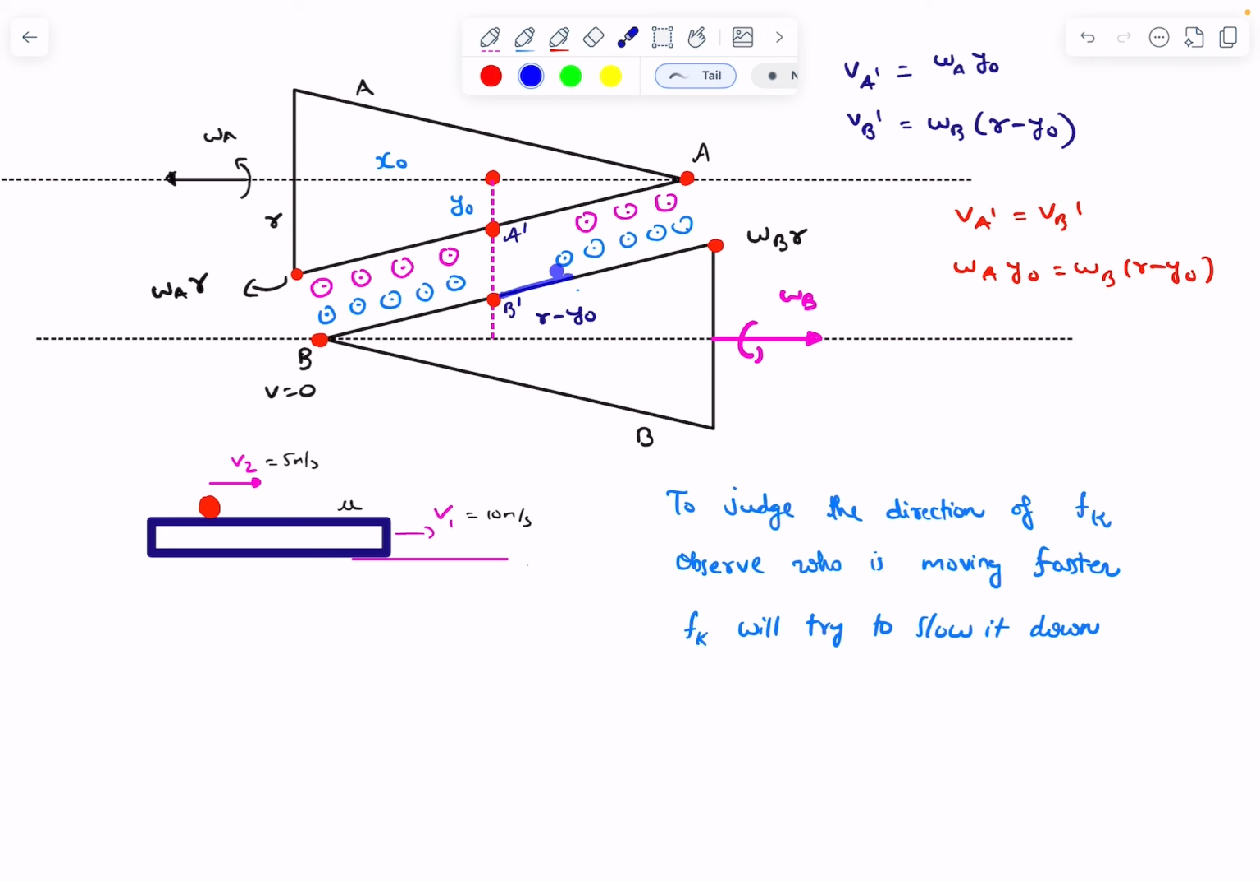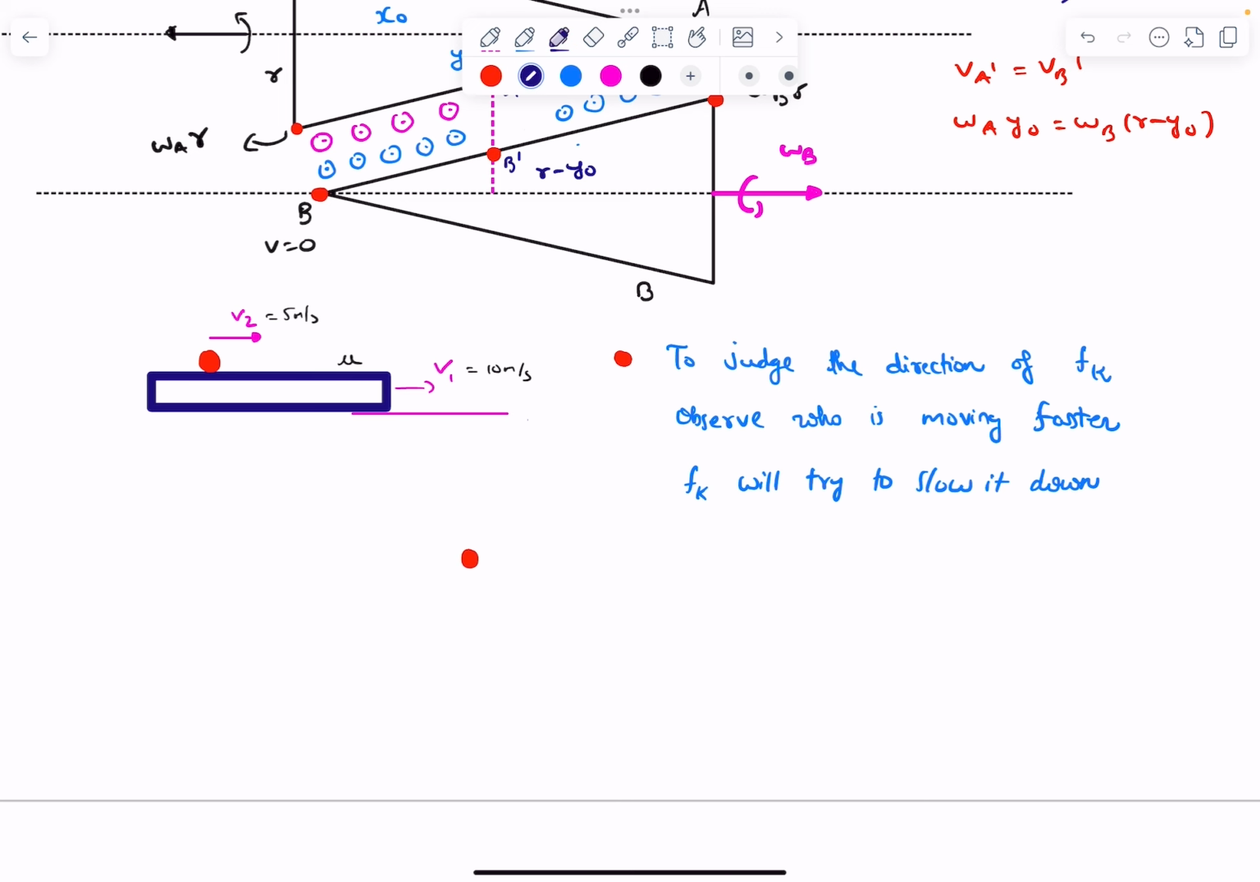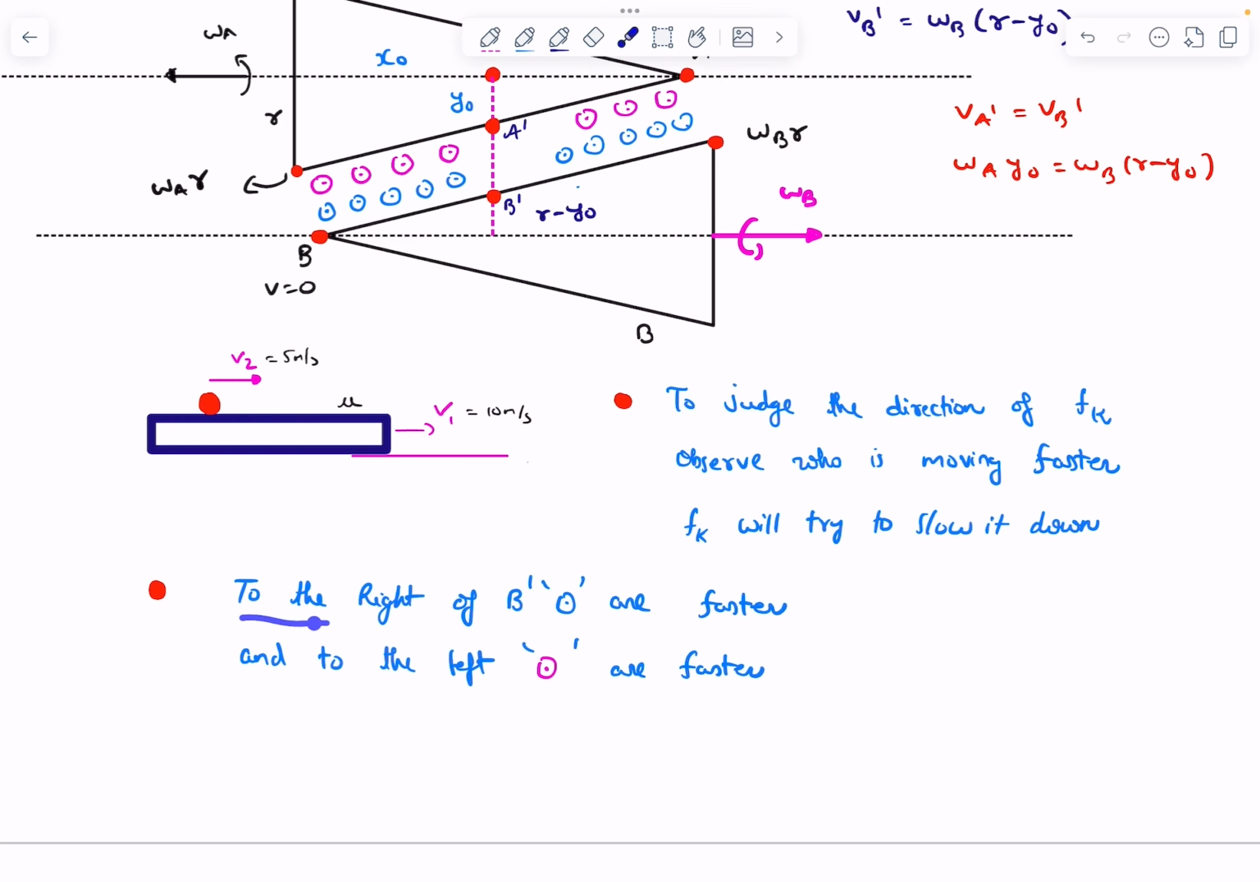So in short, if we move towards the right, these blue dots have a larger velocity as compared to the corresponding pink dots. And by similar logic, if we move in the downward direction, the pink dots have a larger velocity as compared to the blue dots. So let's write it down as a note. What's the idea? To the right of B, the blue dots are faster, and to the left of B, the pink dots are faster.